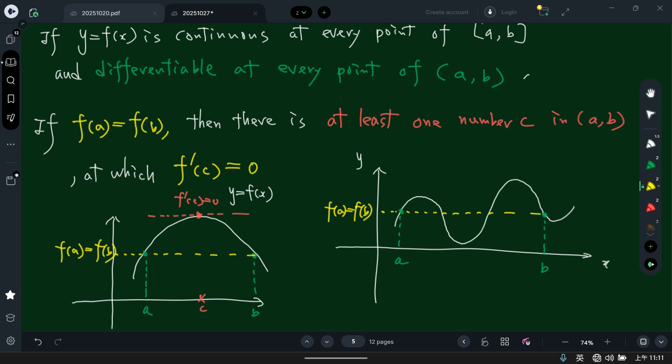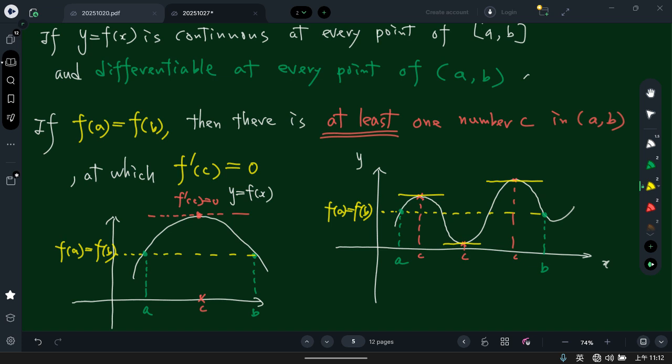So you can see at least one. So here we just have one. But here, how many c can satisfy f prime c is equal to 0? 3. Because here, also here, right? You can notice that the tangent point at these 3 points are horizontal and its slope is 0.